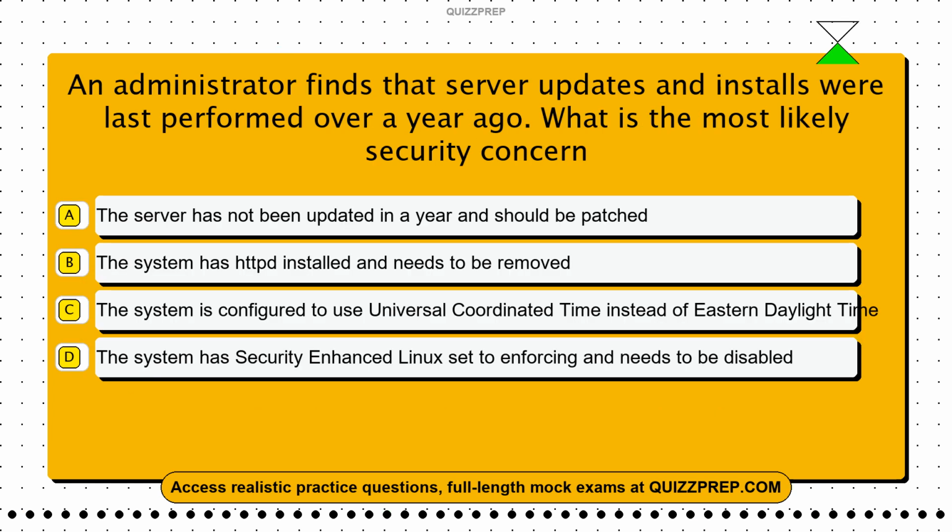Question 105. An administrator finds that server updates and installs were last performed over a year ago. What is the most likely security concern? Option A. The server has not been updated in a year and should be patched. Option B. The system has HTTPD installed and needs to be removed. Option C. The system is configured to use Universal Coordinated Time instead of Eastern Daylight Time. Option D. The system has Security Enhanced Linux set to enforcing and needs to be disabled.